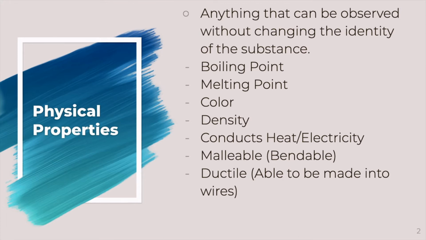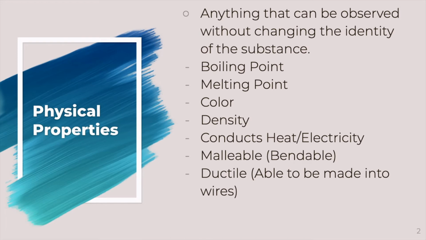Another thing is ductile. That's the ability to be made into wires. If you've ever taken your phone charger and pulled the plastic off of it, you can look inside of the wire and it's always metal because metal is a great, first off, conductor of electricity, which is a great physical property. And it's also ductile because it can be made into wires.